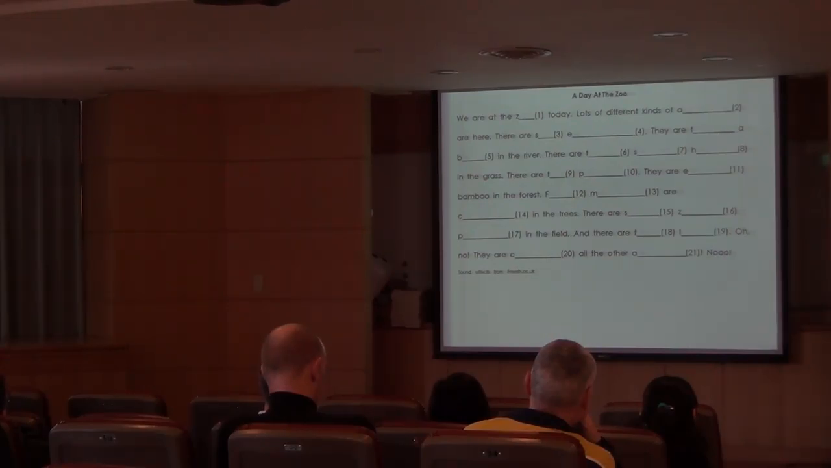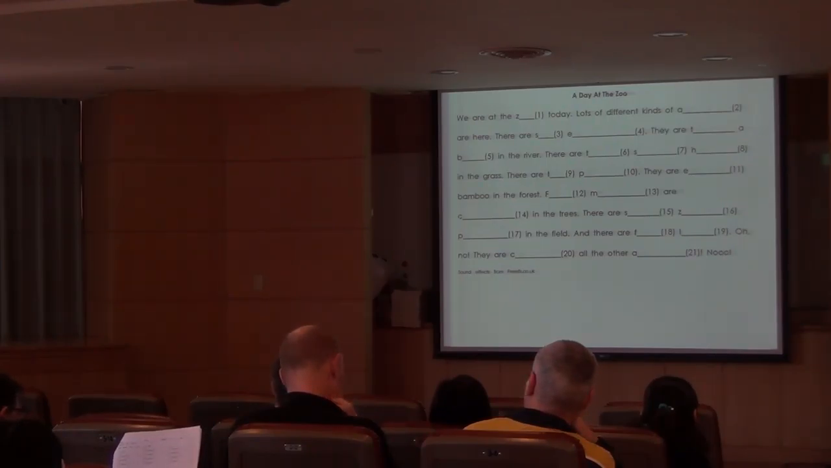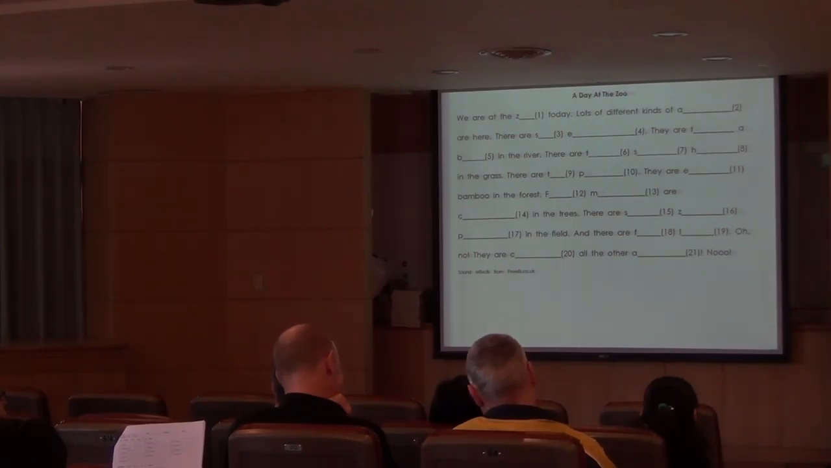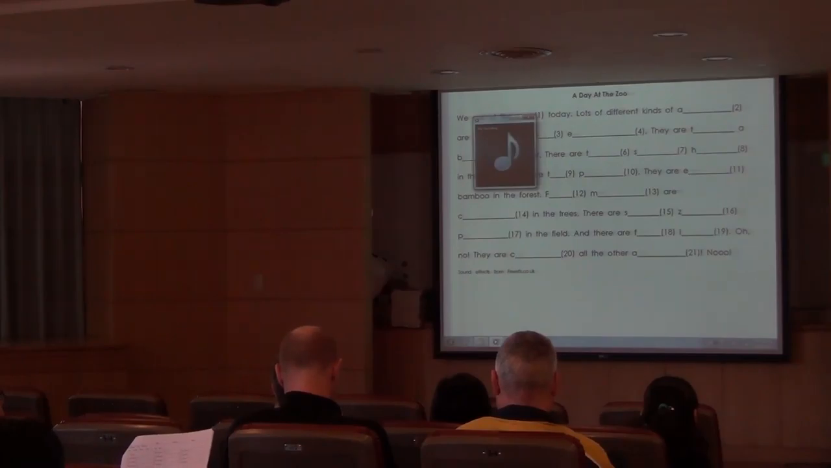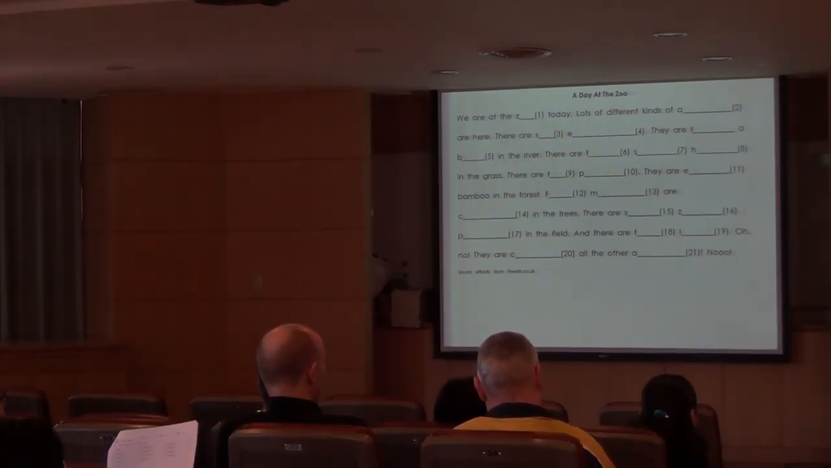It's a day in the zoo. We are at the zoo today. Lots of different kinds of animals are here. There are 6 elephants. They are taking a bath in the river. It's actually dogs. They're dogs splashing the water. There are 3 snakes hiding in the grass. There are 2 pandas. They are eating bamboo in the forest. Somebody eating potato chips. 5 monkeys are climbing in the trees.